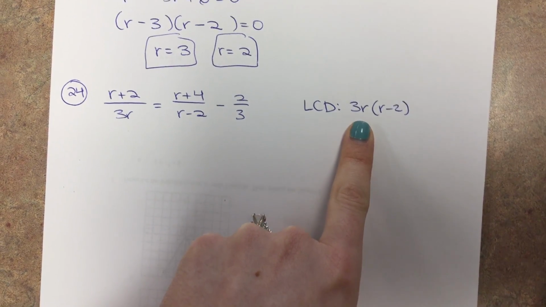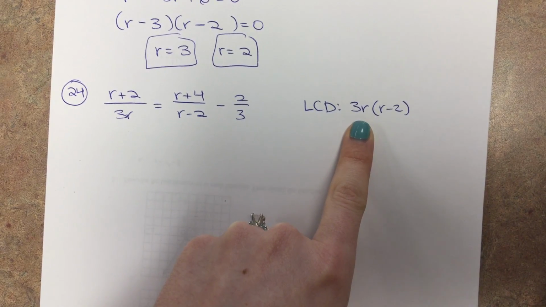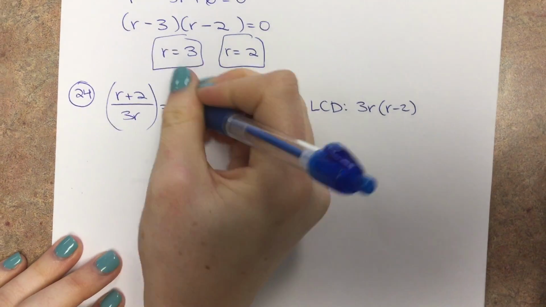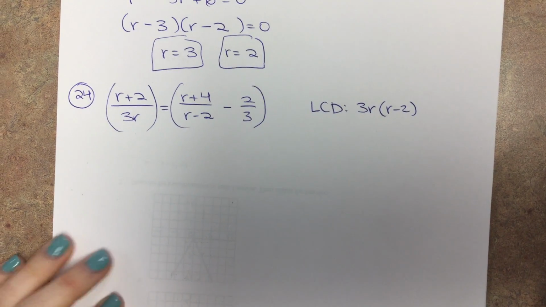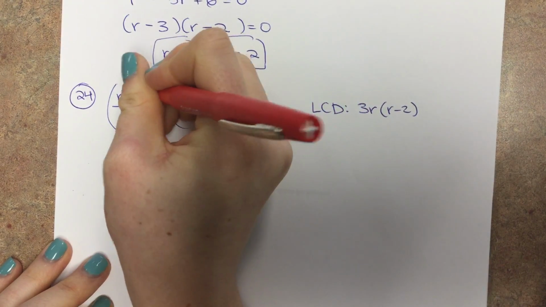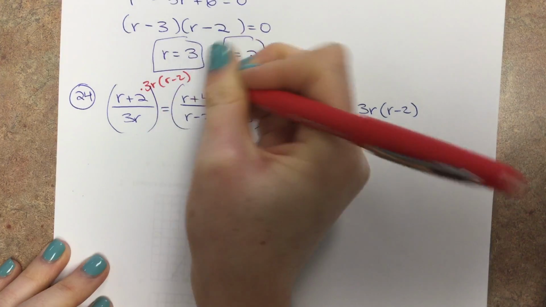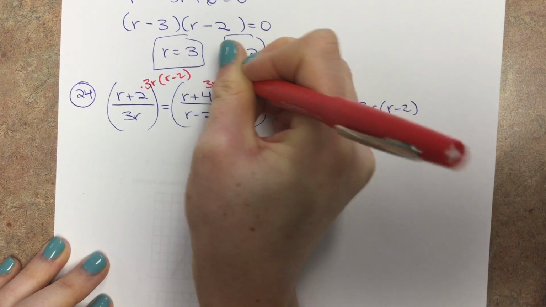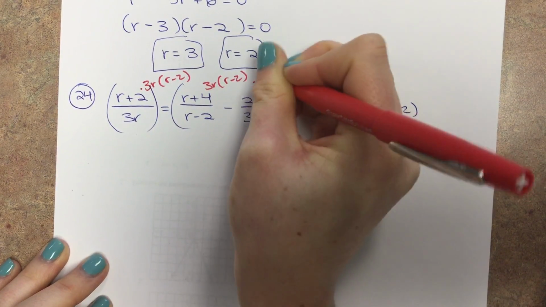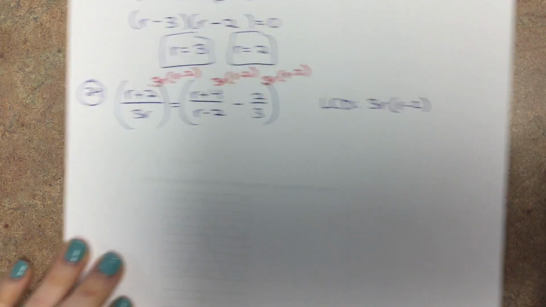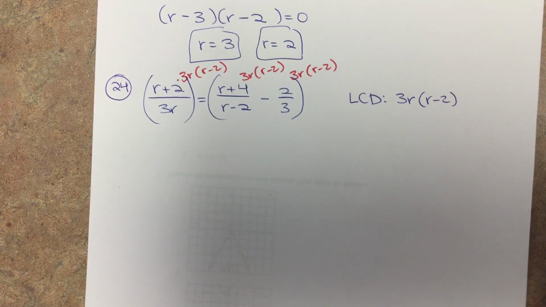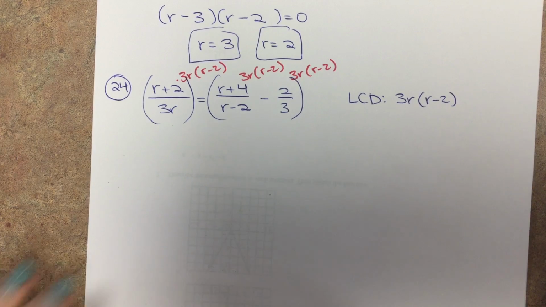Before I do anything else, are you comfortable with the LCD? Yeah, okay. So we're going to multiply the whole left-hand side and the whole right-hand side by that LCD. And again, humor me. Just write it out, because you guys will try to do it in your head, and for a lot of you, it just doesn't work. Okay, so we got this, and then physically cancel out everything that cancels.